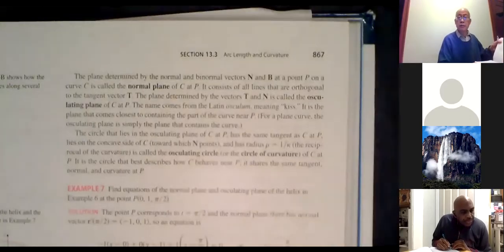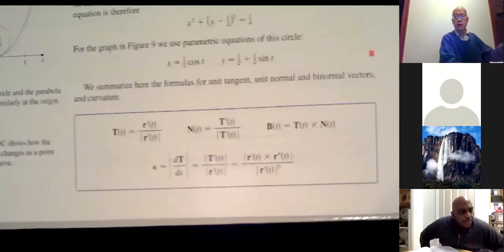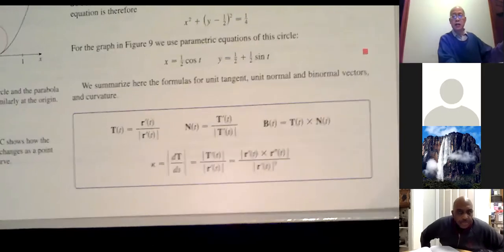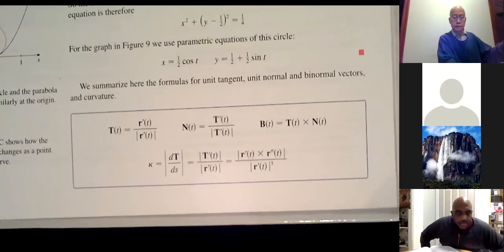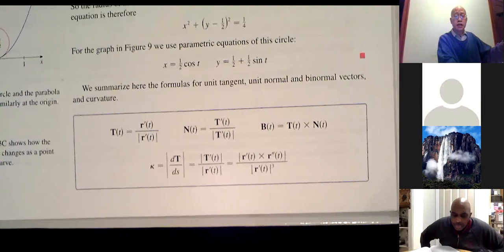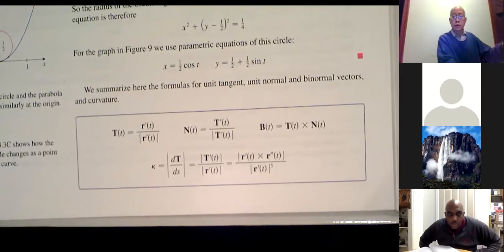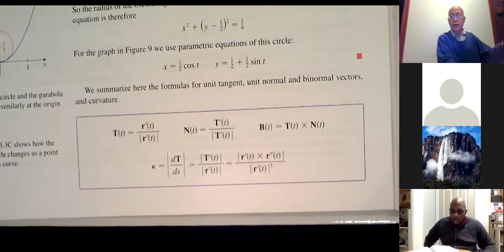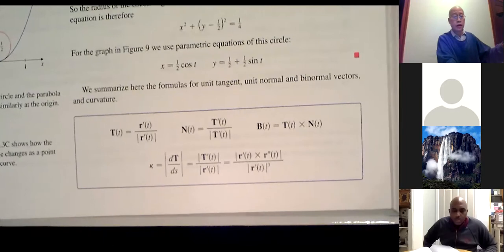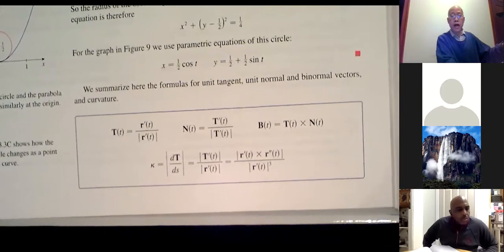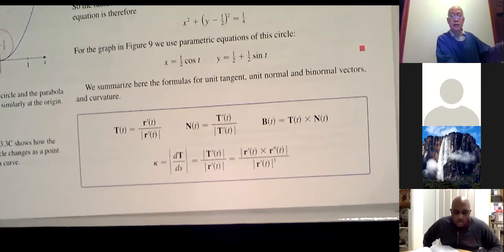There's a very nice summary of all of this on the bottom of page 867. So maybe you just want to look at this and put all of these on your formula sheet. T of t, unit tangent vector. N of t, unit normal vector. The binormal vector was defined as T cross N. And then the formula for curvature, kappa, dT/ds.